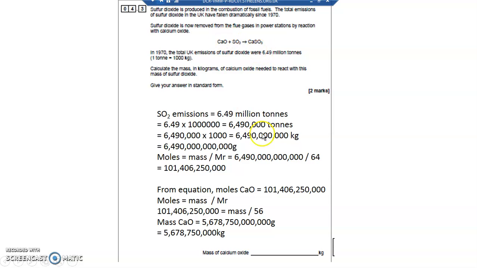Mr of calcium oxide is 56, because the calcium is 40 and the oxygen is 16. 56. Multiply this number by 56, and I've now got the mass in grams of calcium oxide. It asks for the mass in kilograms, so if I divide by 1,000, then I come out with 5,678,750,000 kilograms, or I could put it in standard form, something like 5.678 multiplied by 10 to the power of 9.